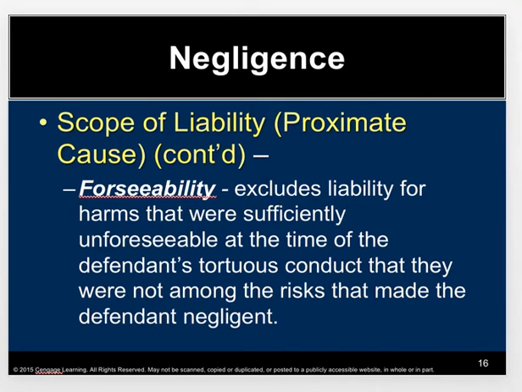So again, when we're talking about proximate cause, one of the things that courts will look at is, was it foreseeable? So in other words, we're going to exclude liability for harms that were sufficiently unforeseeable at the time of the defendant's tortious conduct, that they were not among the risks that made the defendant negligent. So again, going back to my ambulance example, it wasn't foreseeable that the ambulance would also get into an accident and that your injuries would be made worse than they were, right? So that would be an example of foreseeability. It's not foreseeable that that would happen.